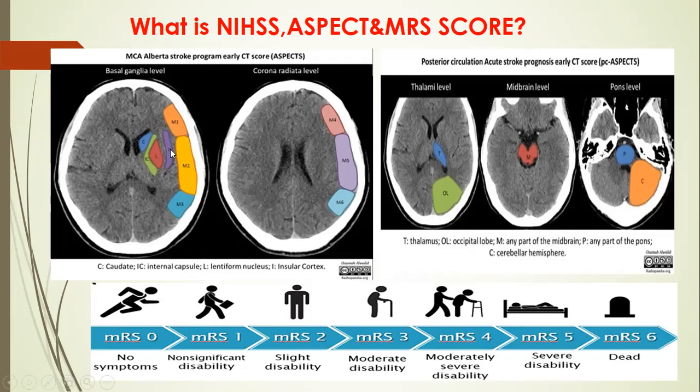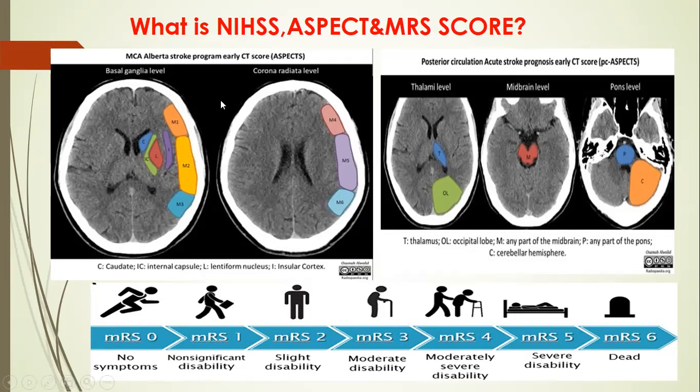Adjacent to the insular cortex is M2. In front of M2 is M1, and posterior to M2 is M3. Above M1 is M4, above M2 is M5, above M3 is M6. Total 10 regions. Yes. Okay, total normal points would be 10.